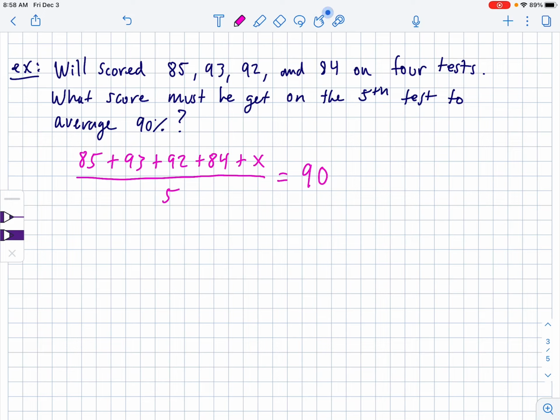Then we need to unlock that X. So multiply both sides by 5. That means this side is going to be 450. And then if you add 85 plus 93 plus 92 plus 84, you get 354. So this is 354 plus X is equal to 450. So then subtract 354 from 450, and you get 96. So he needs a 96 to keep his 90% average.